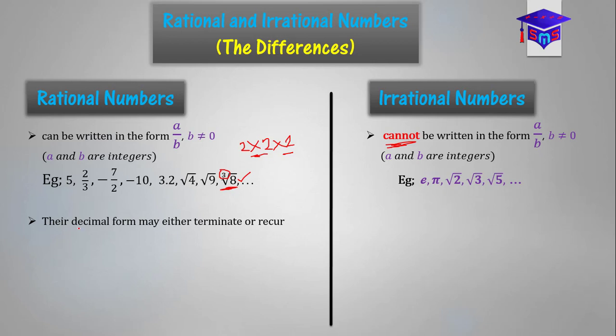Then the decimal forms of rational numbers may either terminate or recur. What it means is that if you change rational numbers to decimals, their decimal forms may either terminate or recur. For example, if you have the fraction 5/2, if you change it to decimal, you are going to get 2.5, which is a terminating decimal. The decimal has an end. It does not keep repeating. And then if you have 9/25, the decimal form is 0.36.